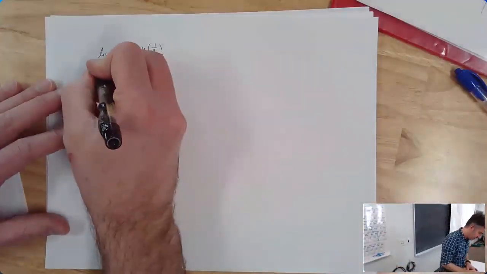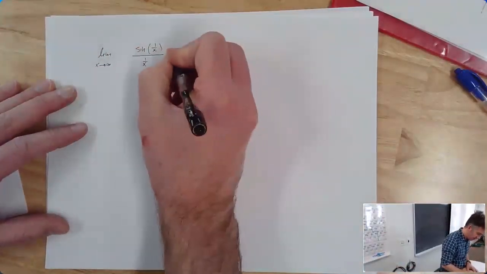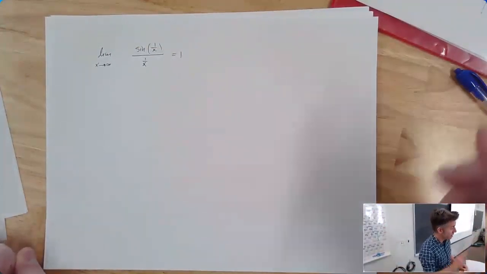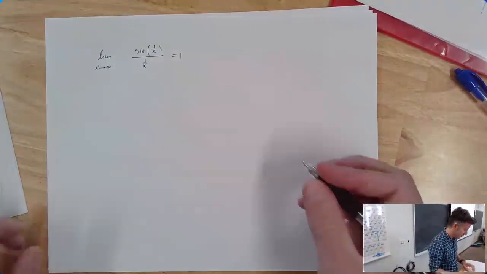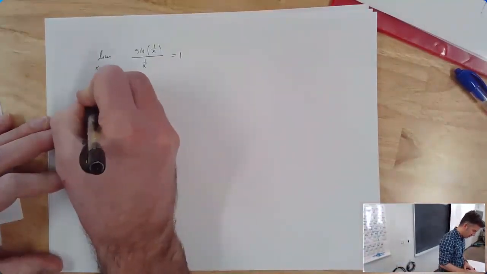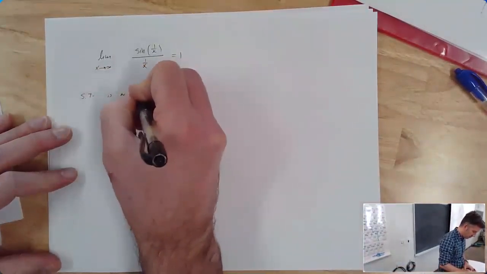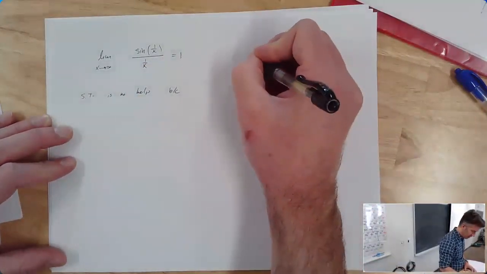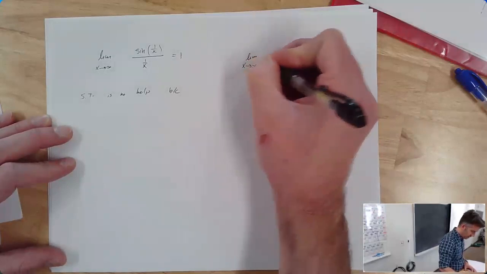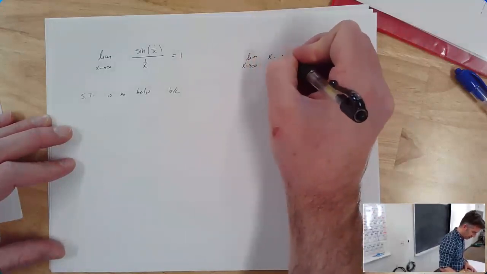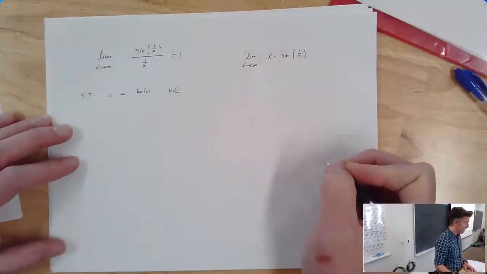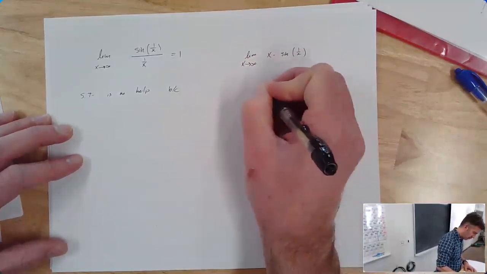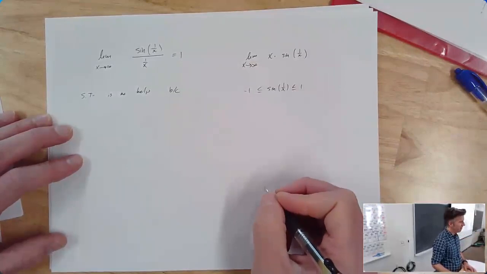Sure, if it's going to infinity, then that's going to equal 1. And the squeeze theorem is not going to help us. Here's why. Squeeze theorem is no help because what we're really looking at is the limit as x goes to infinity of x times sine of 1 over x. It's for sure true that sine of 1 over x is between 1 and -1.